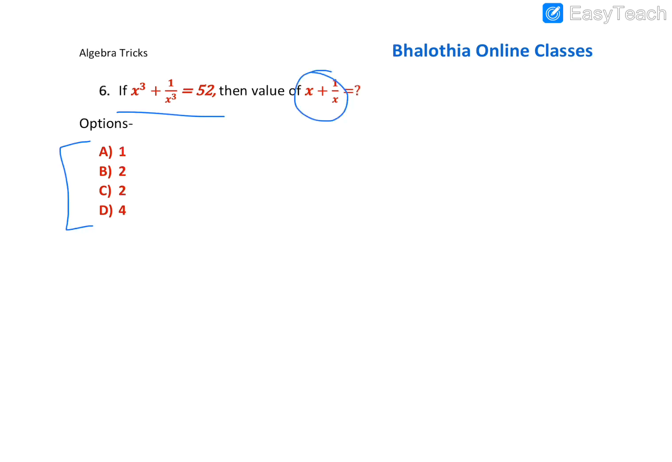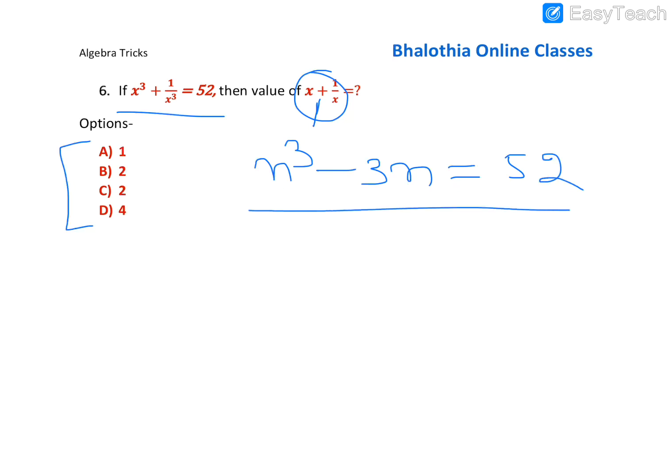So here we have to find out x plus 1 upon x. So in case of plus, what is the formula of cube? That is n cube, and minus or plus, it will be minus, because plus is given, right? So it will become n raised to the power 3 minus 3n, and equal to, that is given as 52.